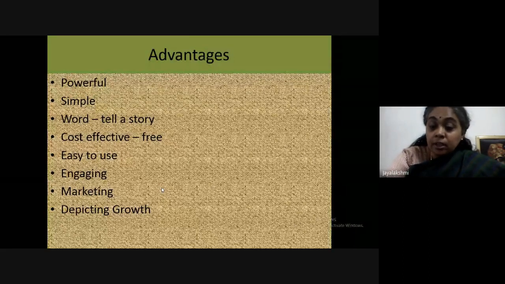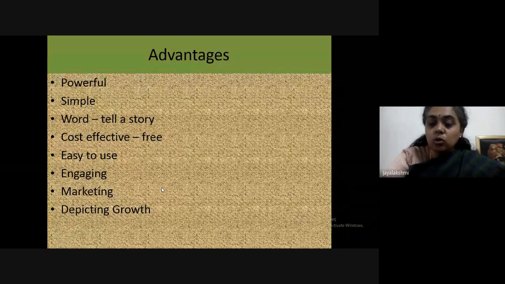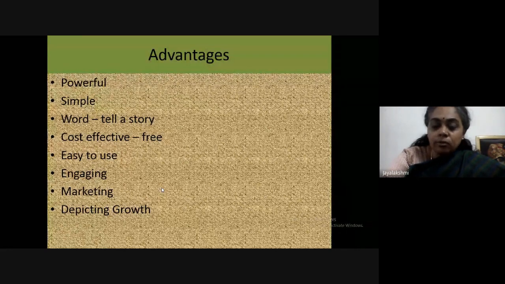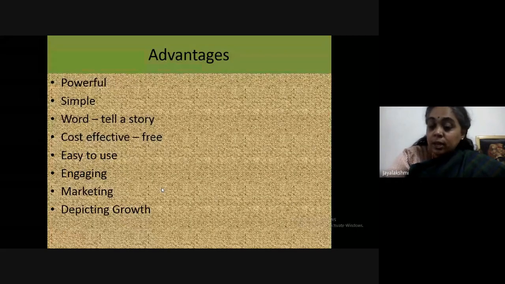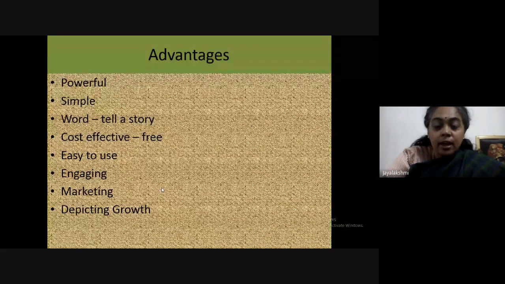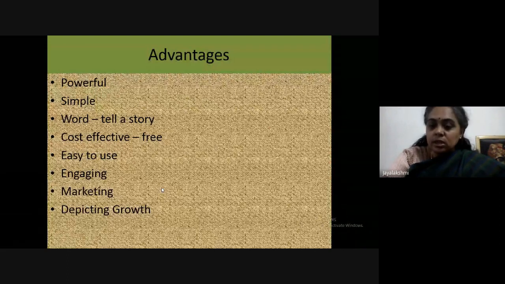Like I told you, depicting growth, you should be able to project how you will be able to do it. Especially if you're working on the company side and all, they'll ask you what next, how you're planning to do it, tell us, and things like that. So for that, your PPT is very important. So if I have to put it in a very succinct manner, it's very powerful. We need to remember that it can speak volumes. It can tell a lot of stories.